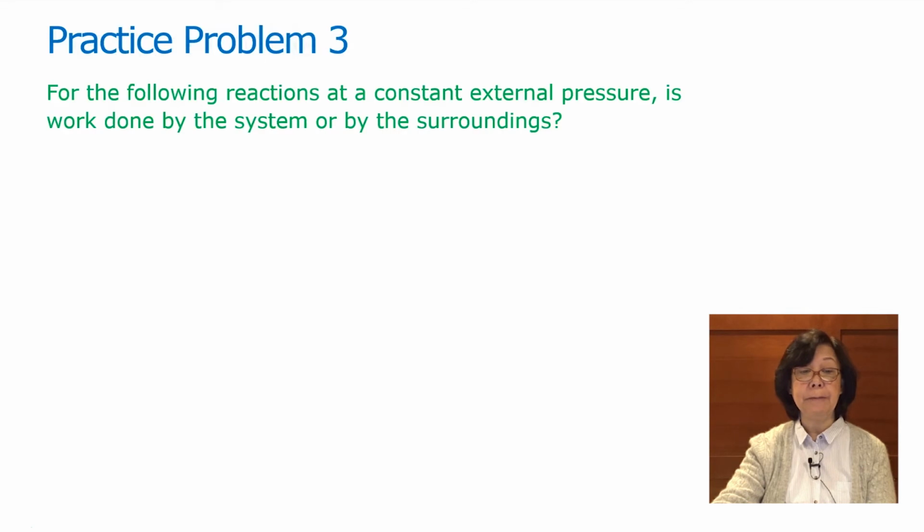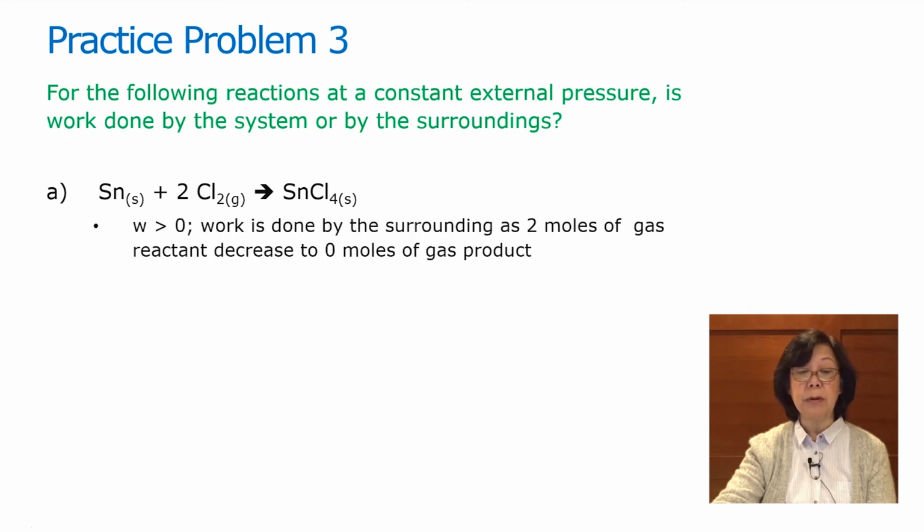Practice problem number 3. For the following reactions at constant external pressure, is the work done by the system or by the surroundings? When tin metal reacting with 2 moles of chlorine gas to form tin tetrachloride solid, the work is positive because we have 2 moles of gas reactant decreasing into 0 moles of gas product. So the volume is decreasing and work is positive because now the work is done by the surrounding on the system. The next one.